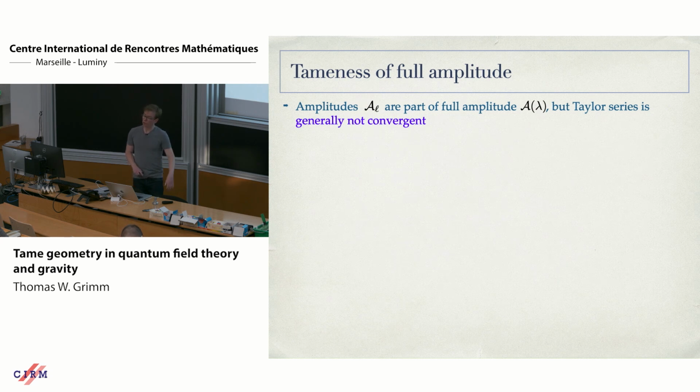Now, so far, I have only talked about these ALs, right? These were these coefficients in the Taylor series. The issue is that if you actually want to look at the full amplitude, this Taylor series is actually not even convergent. Yeah, there are very old arguments by physicists like Dyson that this is not convergent in general.